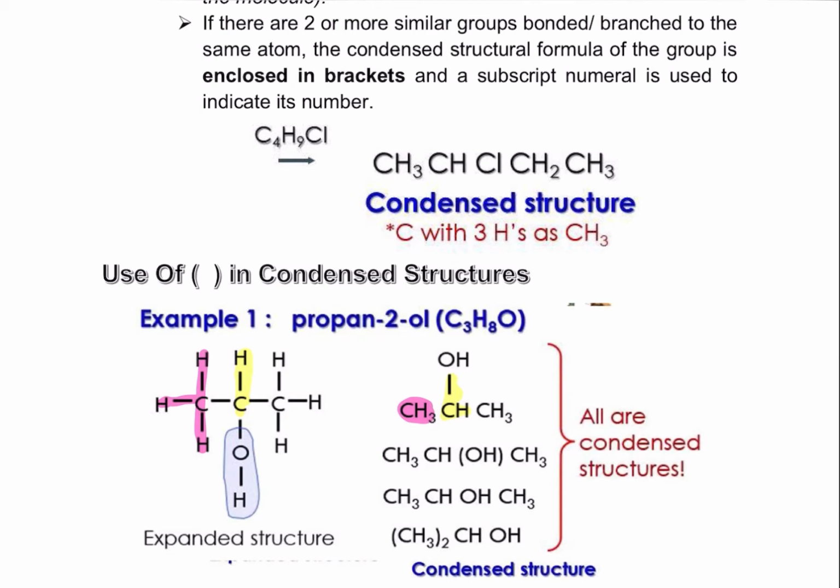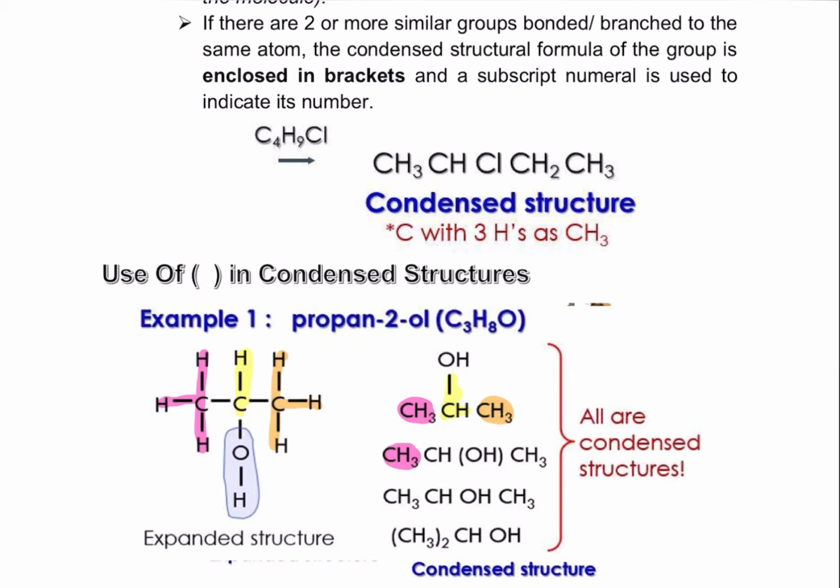And the next one, you got another CH3, which is this one. The next condensed structure that you can write in another form: you can start with CH3, which is referring to this one, and then you got CH in bracket OH. This is where you use the bracket in your condensed structure.